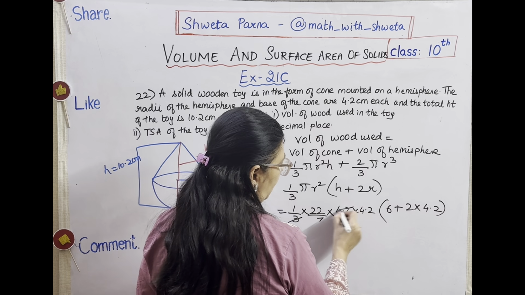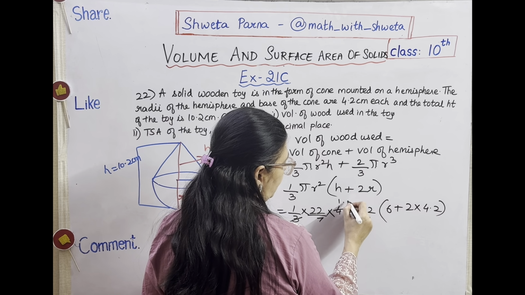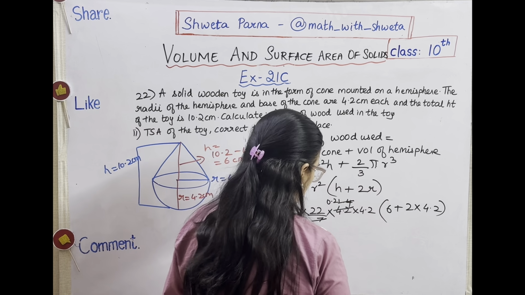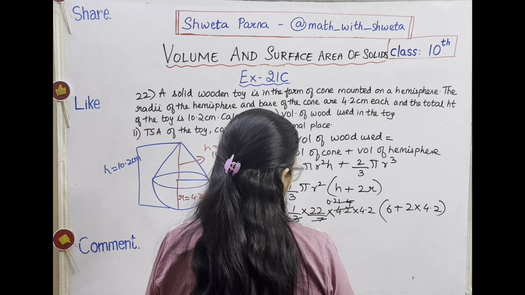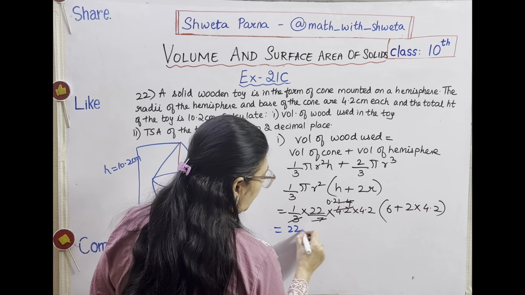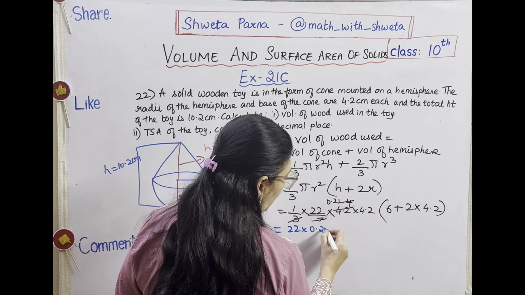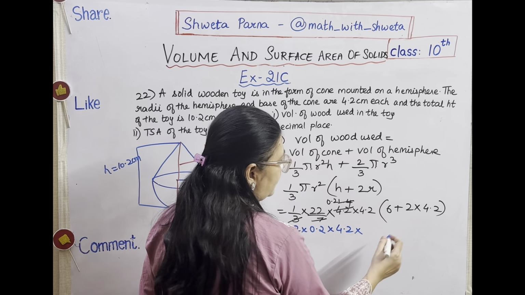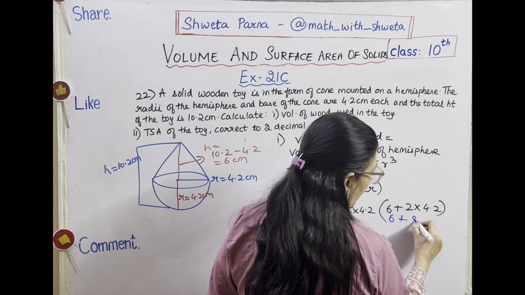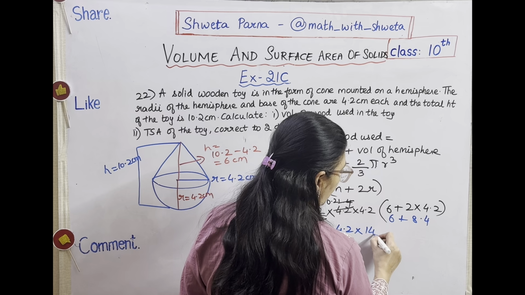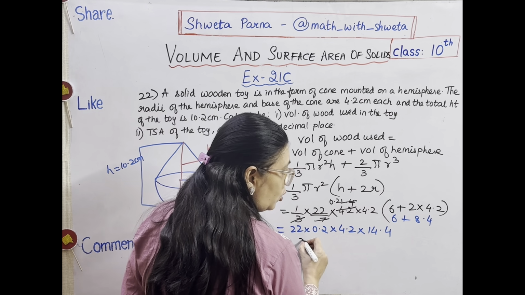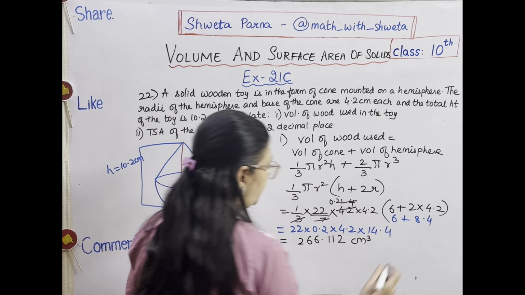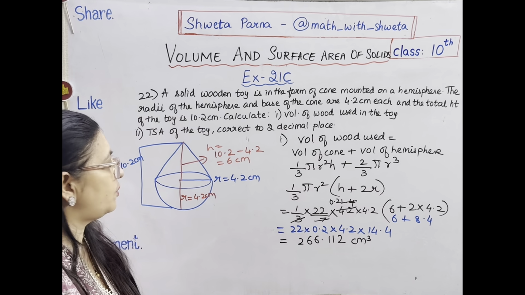Okay. 3 1s are 3, 3 4s are 12. 7 0.2. Okay. So, this you will get as 22 into 0.2, 1 into 0.2 into 4.2 into 6 plus 8.4, which is 14.4. Okay. 266.112 centimeter cube. This is the volume of the wood that is being used.